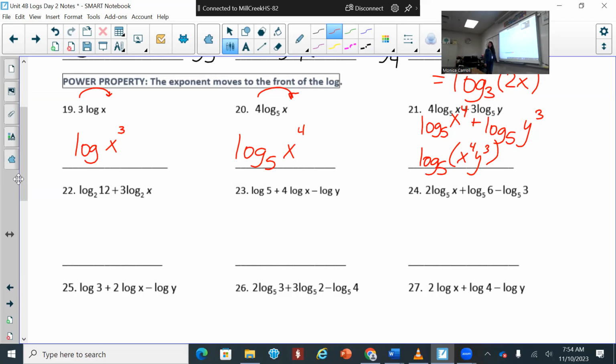Okay, what's the only thing we have to move on number 22? The 3. The 3 is going to become the exponent on the x. We're going to have log base 2 of 12 plus log base 2 of x cubed. Okay, condense it into a single log now.